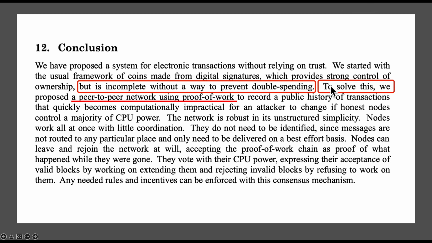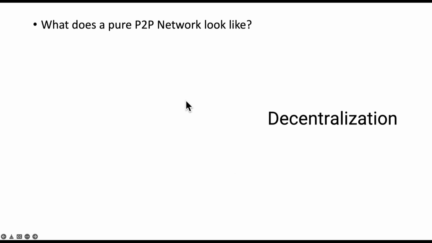So here, to solve what? Double spending. And how to solve it? By using a peer-to-peer network, and this network is using proof of work. What is double spending? What is proof of work? Let's get to them step by step. For now we just need to remember that blockchain is a peer-to-peer network using proof of work.